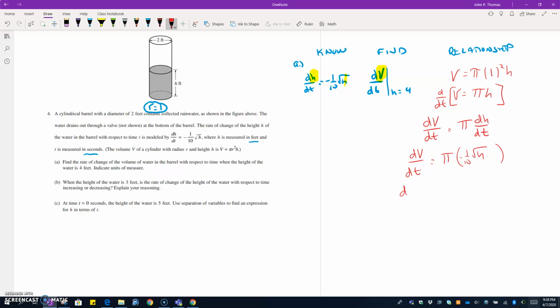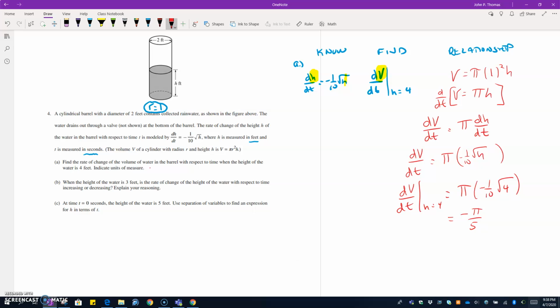And I want to evaluate that specifically when h equals 4. So I have pi times negative 1/10 root 4. I can clean that up a little bit. Root 4 is 2, 2 over 10 is 1/5, so I have negative pi over 5. Then I look back to the question. It said find the rate of change of the volume of the water in the barrel with respect to time when the height of the water is 4 feet. Indicate units of measure.